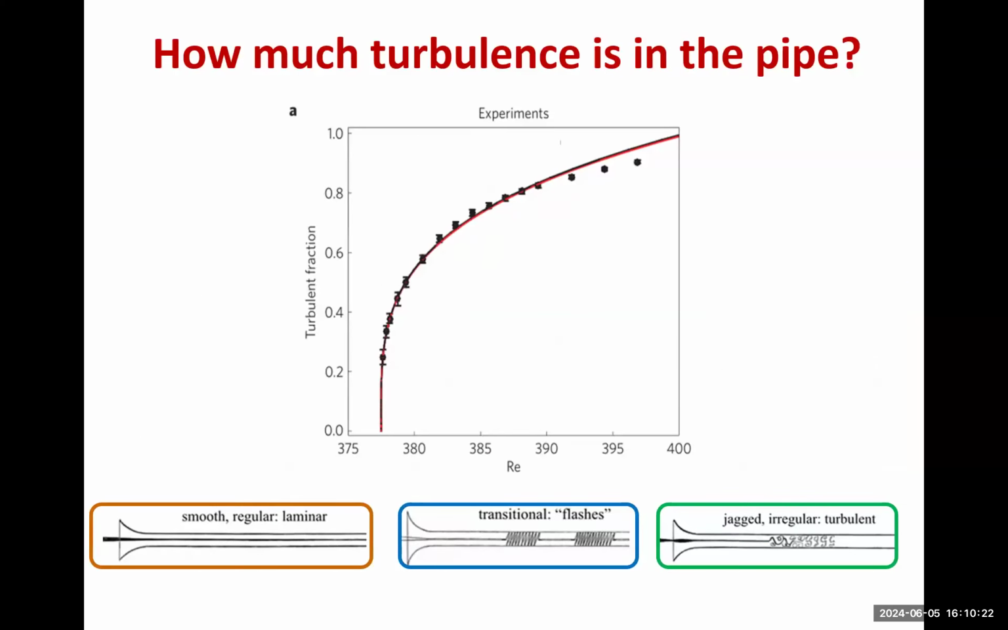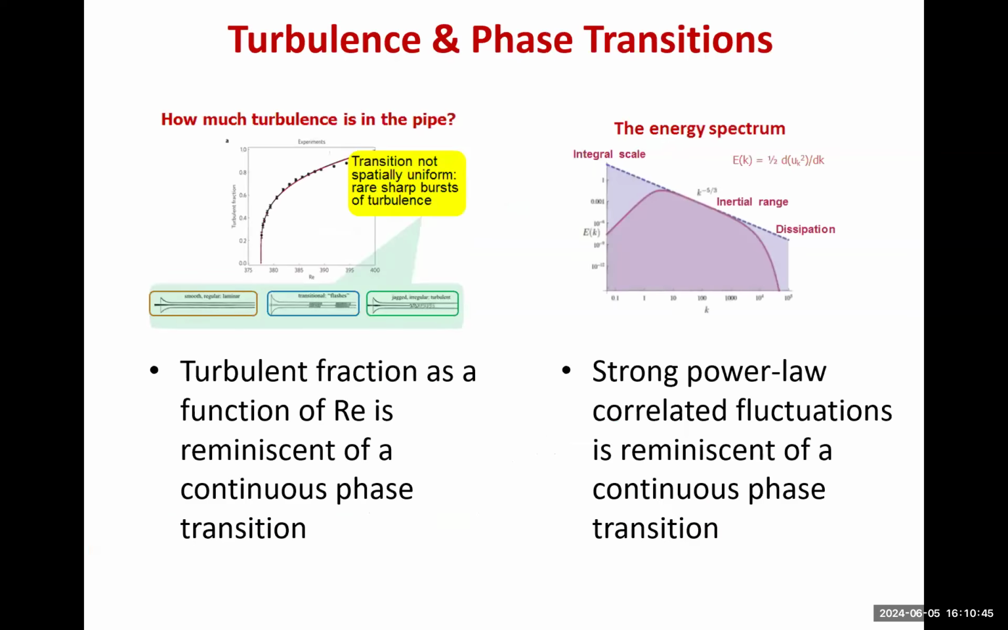So you can ask the following question: how much turbulence is there in the pipe? So here's his pictures. Here's a Reynolds number. Here's the turbulent fraction. So I just look at how much of the pipe is full of turbulence. And then I plot the fraction, and I get this curve over here. Okay, so that's experimental data. It's not quite on a pipe, it's on something slightly different, but morally it's the same thing.